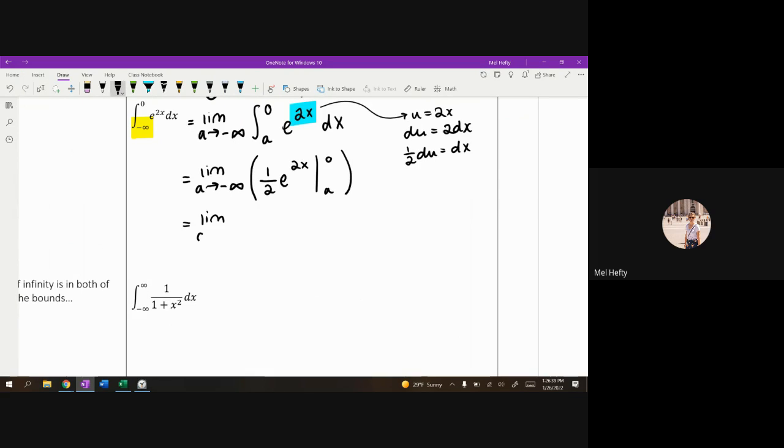I've got limit as a approaches negative infinity. As I plug in 0, I'm going to get e to the 0, which is 1. So I'm going to go 1/2 for the first term, and then 1/2 e to the 2x, or nope, 2a, excuse me, in the second term.